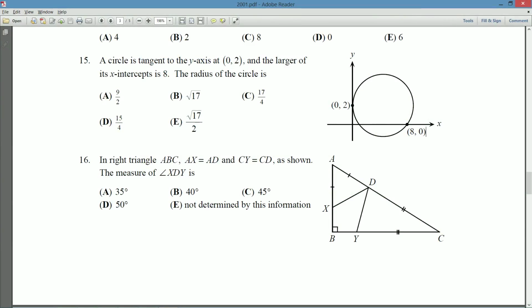so we're just given a couple points on the circle. Now, usually 2 points is not enough to determine a circle. But we're given an extra special piece of information. We're not just given any 2 points. One of our points, (0, 2), happens to be a tangent, and that should give us enough information.